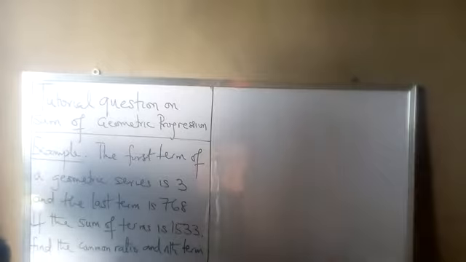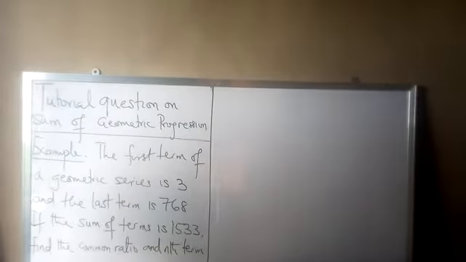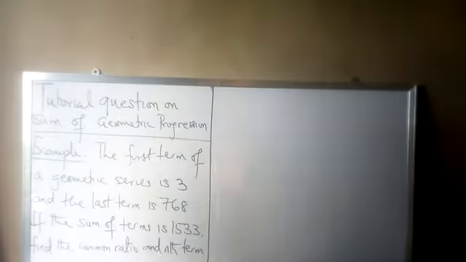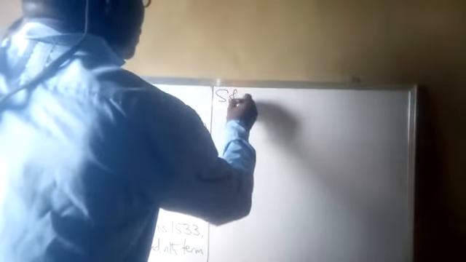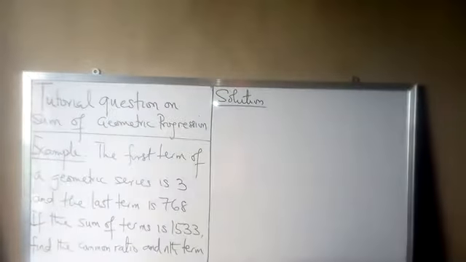Example 1. The first term of a geometric series is 3 and the last term is 768. If the sum of terms is 1533, find the common ratio and nth term. Solution. Now let's try to write out the parameters given.